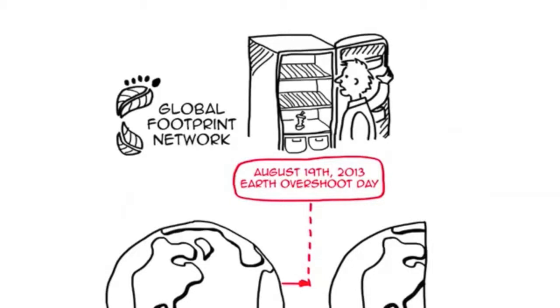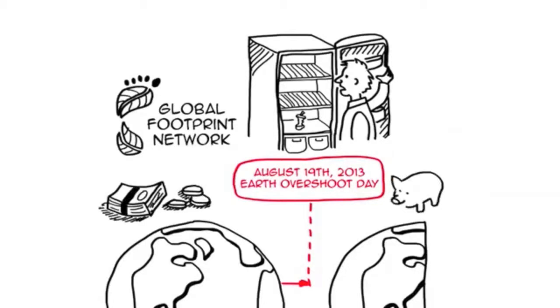So think about it as a bank account. For the first 7 months and 20 days we lived on our annual revenue. After that we spent our capital. Seems like there is something wrong with that math.